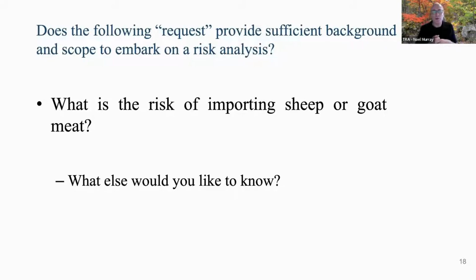What else would we like to know? What's the nature of the meat? Is it raw, unprocessed, frozen, chilled, cooked, etc.? These are important elements associated with the commodity.